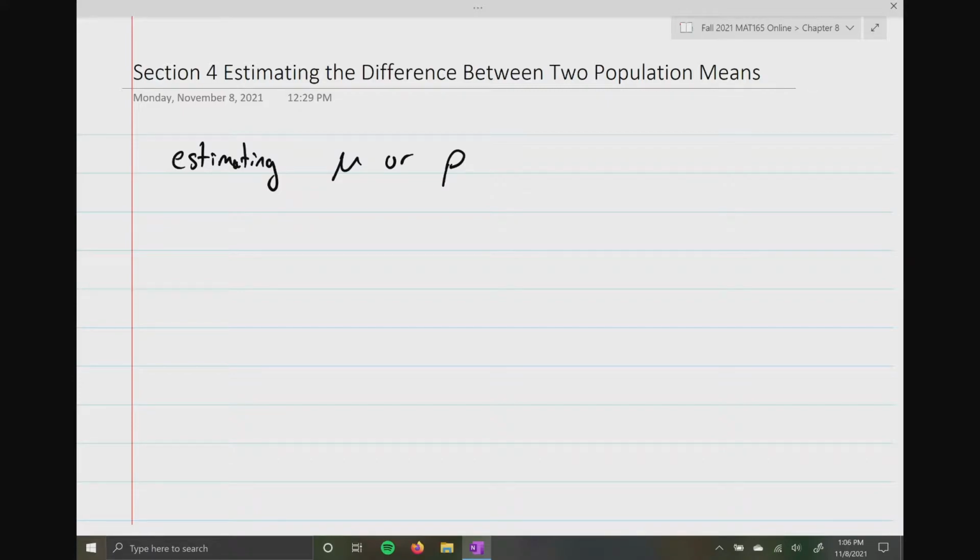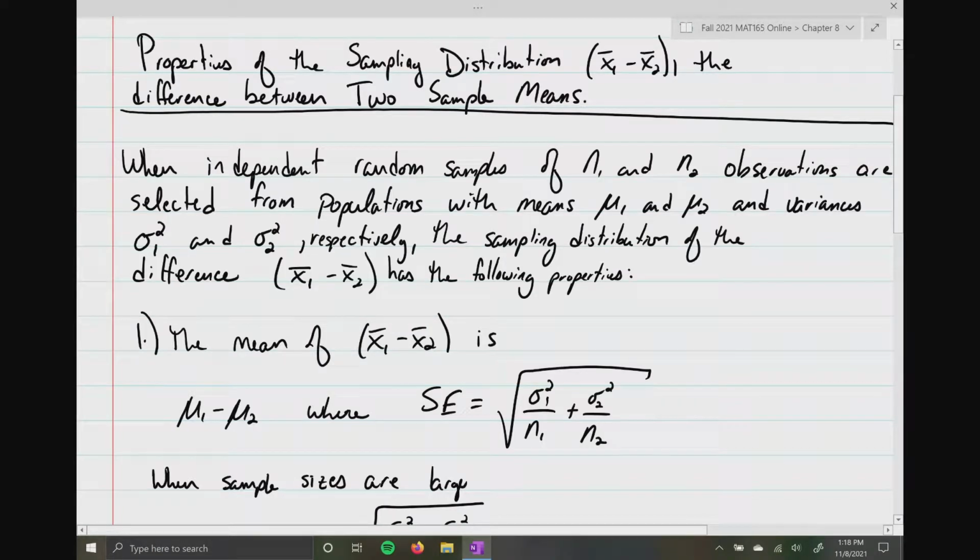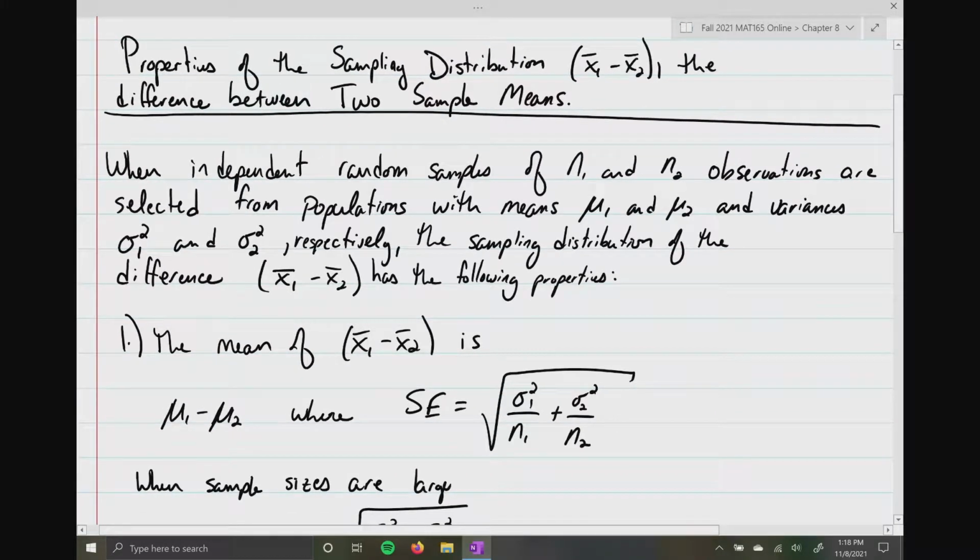So, since we already have an idea about critical values and all that other stuff, I'm going to jump right into the properties of the sampling distribution of the difference between two sample means. So let me go ahead and write this down. All right, so here are the properties of the sampling distribution of x bar 1 minus x bar 2, which is the difference between two sample means. Now, there's going to be a lot of writing here, but the idea behind what we're doing in this section and what we did in the previous sections is exactly the same. We're creating a confidence interval, but in this case, we're comparing the difference of two sample means, and we're trying to estimate the difference between their population means.